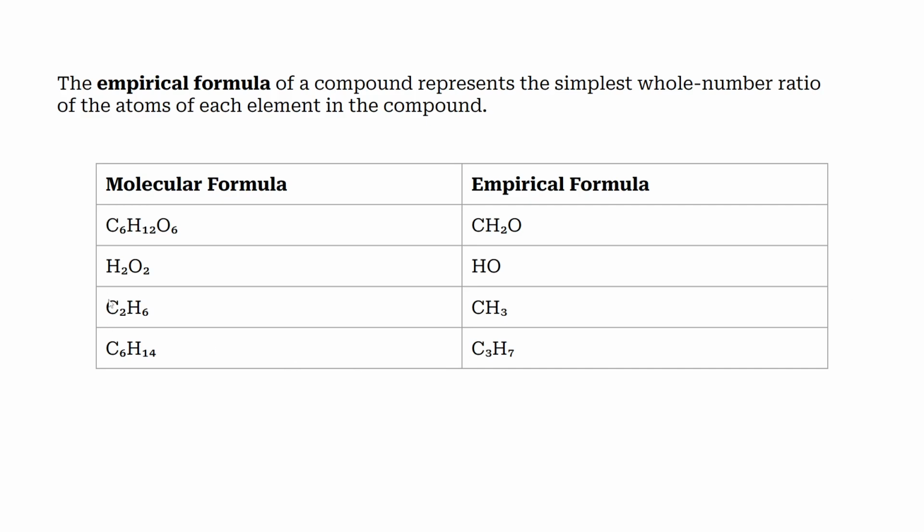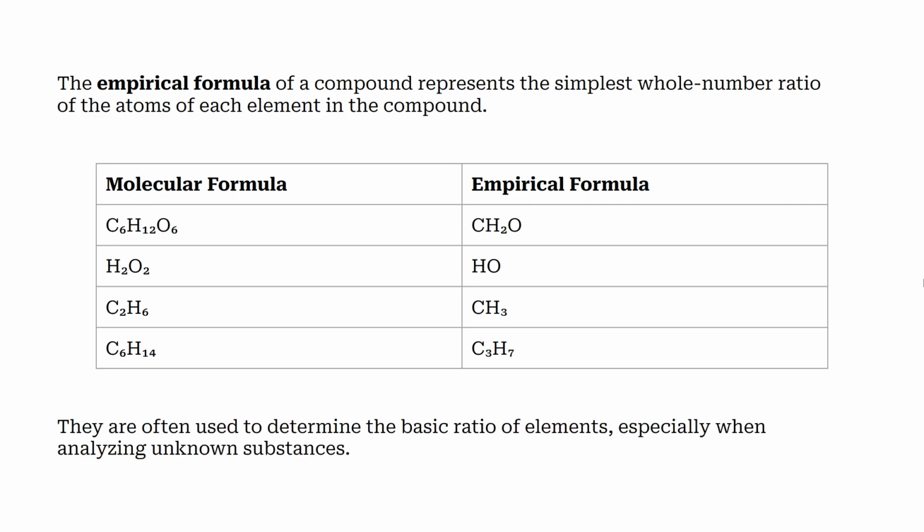As you can see here with ethane, you got 2 carbon atoms to 6 hydrogen atoms per molecule, so if we were to simplify that, it will be CH3, and that is the empirical formula. We use empirical formulas to determine the basic ratio of elements, especially when analyzing unknown substances.